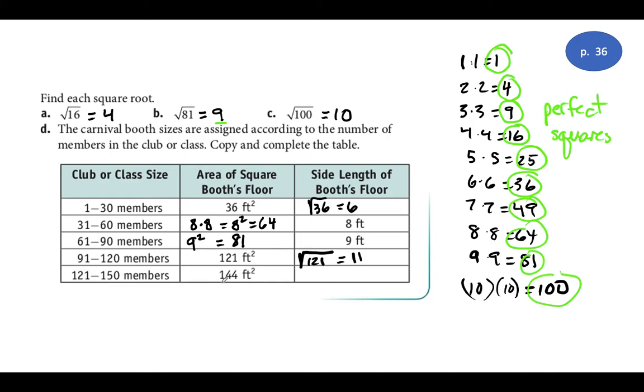And here the area is 144. So to find the side length, we're going to take the square root of 144. We could keep going. I just told you that 11 times 11 is 121. 12 times 12 is 144. These are probably the most useful perfect squares to know. These right here from 1 to 12. So if you're the kind of person who memorizes things, memorize those.